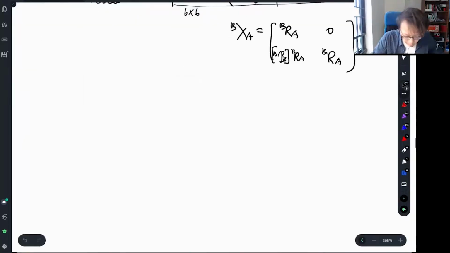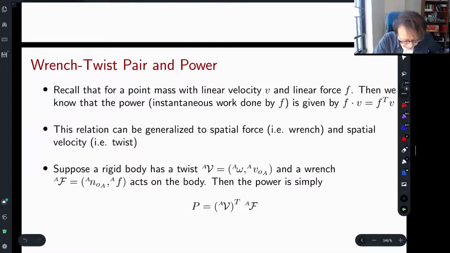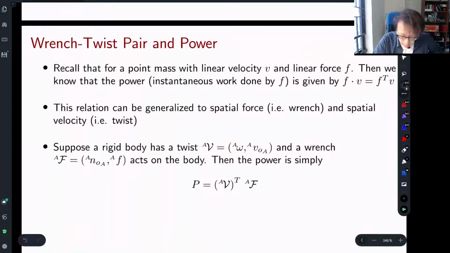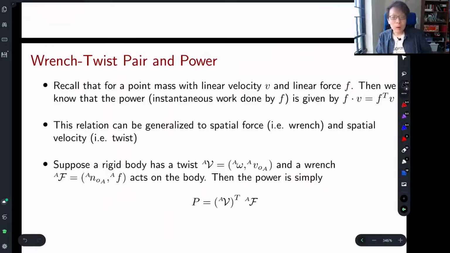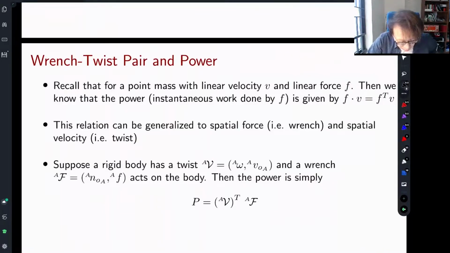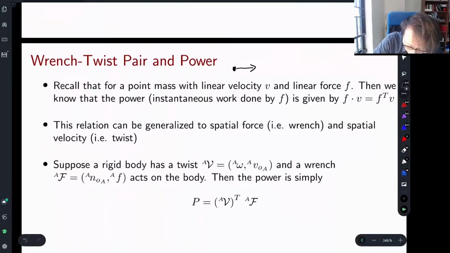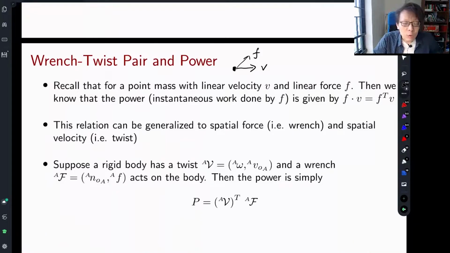Okay, with that, let's start talking about more results related to spatial velocity and spatial force. First of all, I want to mention an invariant property, which is power. I want to recall the fact that if you have a point mass moving with certain velocity, and you apply a force, how much work this force has done really depends on the angle between the force and the velocity.